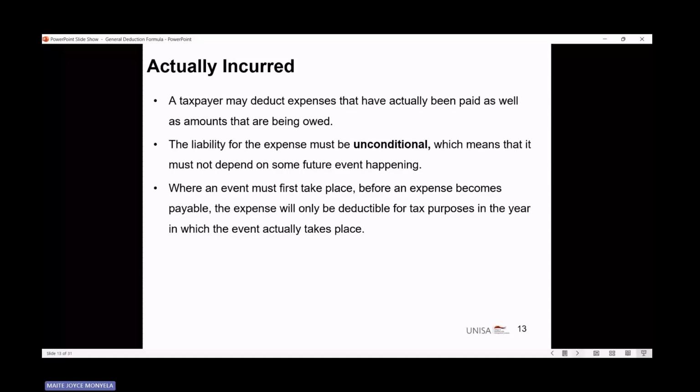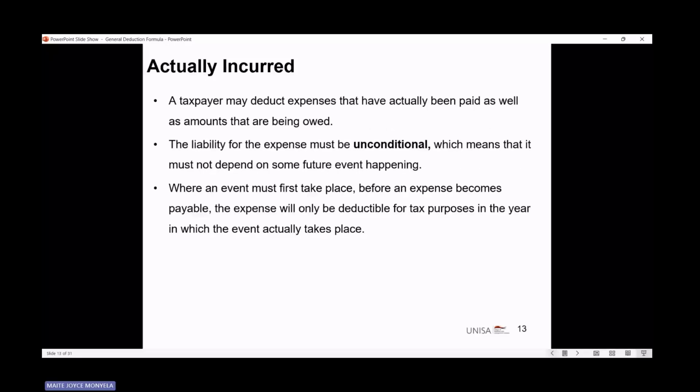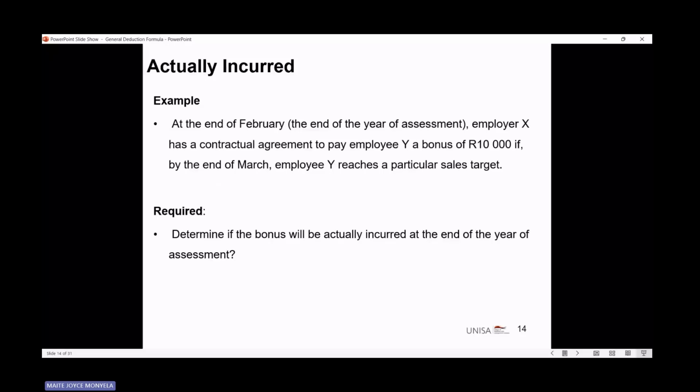So let's do this example. At the end of February, which is the end of the year of assessment. So actually incurred, as we have learned, the expense must be unconditional and the event must take place in the year of assessment. In this example, we have employer X that has a contractual agreement to pay employee Y a bonus of 10,000 by the end of March. The condition is that employee Y must reach a particular sales target.